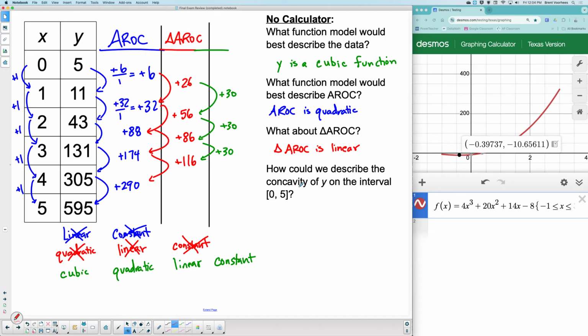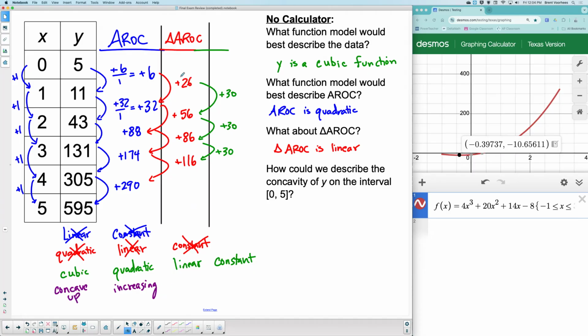Now here's a question for us. How could we describe the concavity of the function y on the intervals from 0 to 5? Is it concave up or concave down? Let's determine. Wait, how can you determine concavity? What do you look at? Remember, you don't look for concavity, you look for one of two other things. What are the things you can look for? You look for if this is increasing or decreasing. And what is it doing? This is increasing. If this column is increasing, what does it mean is true? If AROC is increasing, what has to be true of y? Concave up. This has to be concave up.